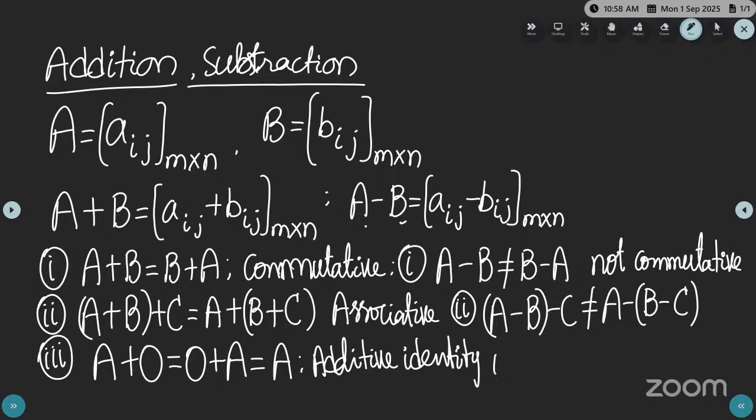Next. Can you write an additive identity for subtraction? Can you say A minus 0 equal to 0 minus A? No. Null matrix is not a subtractive identity. Okay, this is about addition and subtraction.